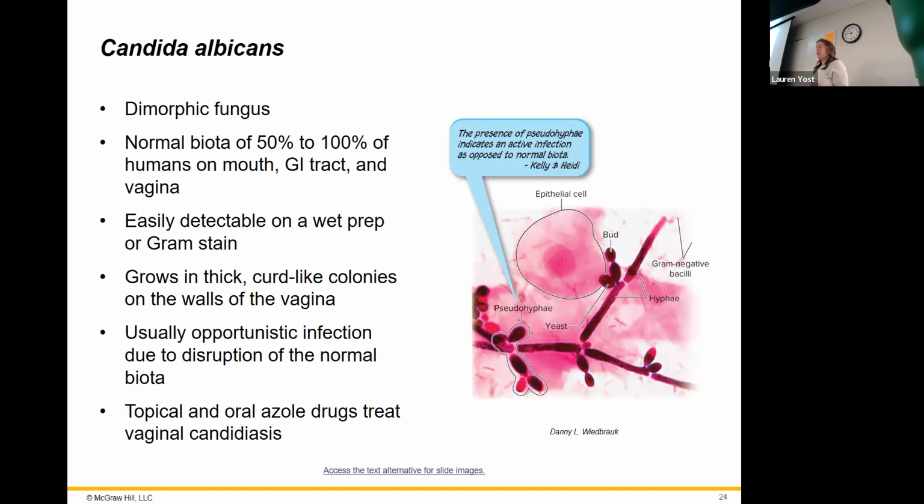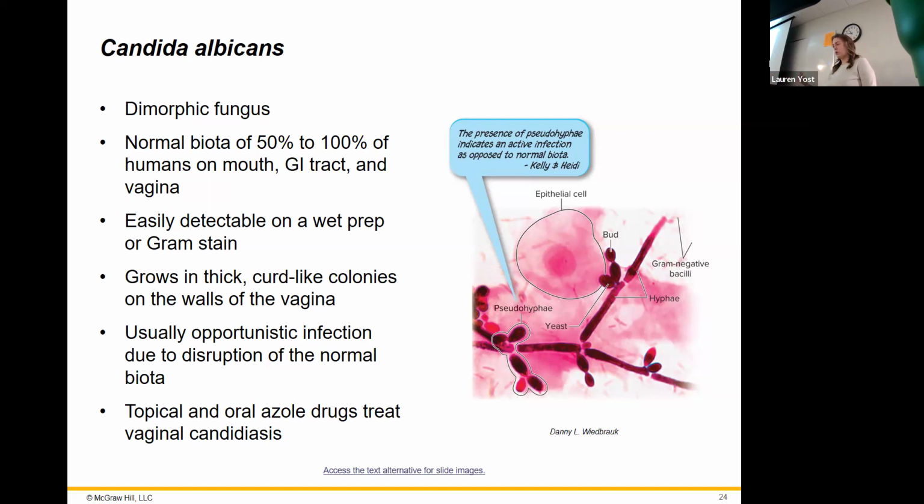Just because a gram stain is used for bacteria doesn't mean you can't see a fungus in it. You can usually tell actually by the shape of the cells and their general bigger size that it is in fact, you know, a fungus. So that's a useful thing still. Will lead to curd-like colonies on the walls of the vagina. It's opportunistic due to the shift in the biome. And we'll treat this with azoles.